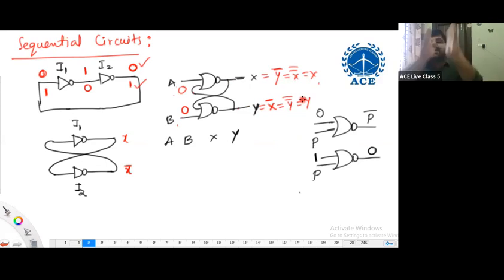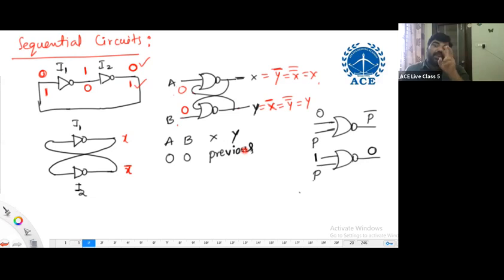That means it is stable in the existing state. If XY is 0, 1, it remains in 0, 1. If XY is 1, 0, it remains in 1, 0, because these input conditions are giving that stability. So the existing XY is stable now. If I apply AB as 0, 0, it is remaining in X and Y. That is nothing but the previously existing state continuing. When AB is 0, 0, X and Y are previous. So it remains in the existing state only. It can be 0, 1 or 1, 0. It will remain the same.